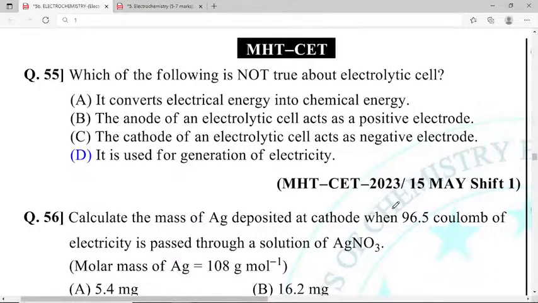Which of the following is not true about an electrolytic cell? It converts electrical energy into chemical energy, correct. The anode acts as positive, correct. The cathode is negative, correct. It is used for generation of electricity, no, it is not correct. This is for a galvanic cell, the generation of electricity is galvanic, or voltaic cell.